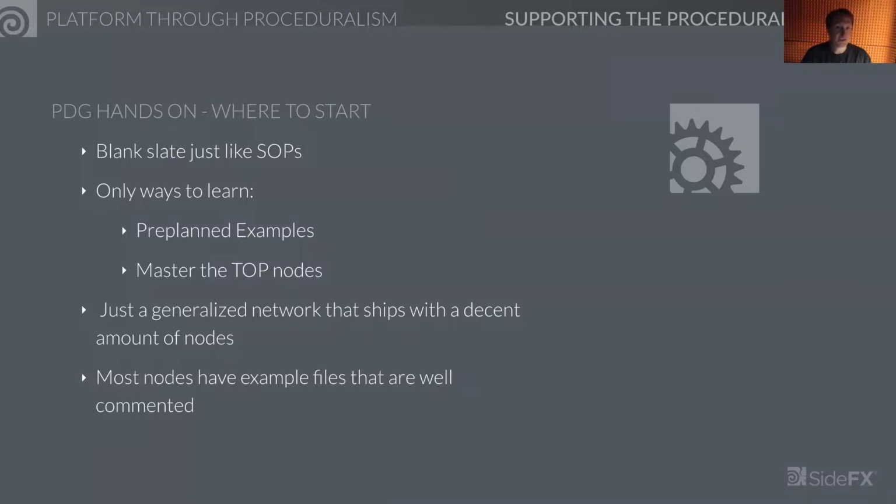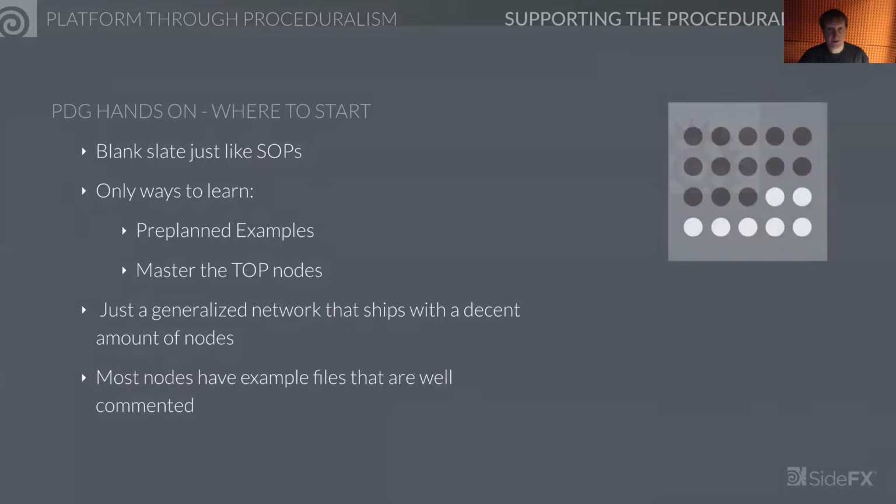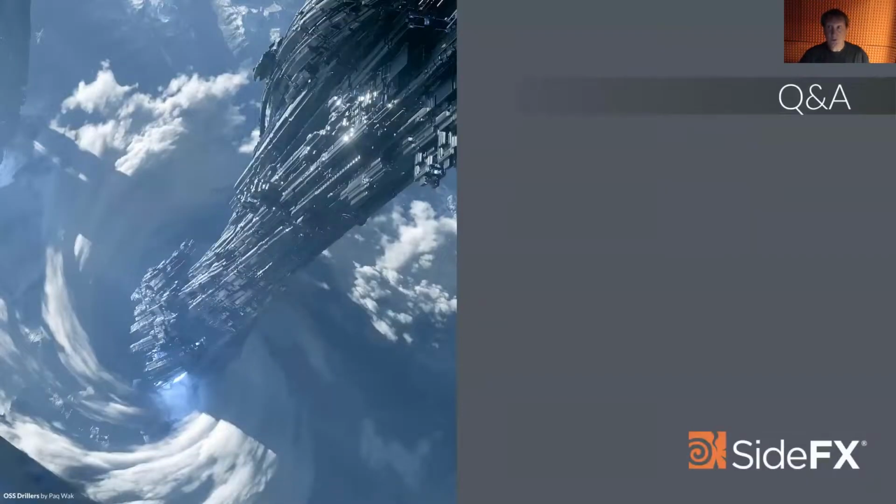And it's just a generalized network that ships with a decent amount of nodes. That means it's been well under development for over a year, in its almost final state. And there you go. So that completes my quick run through of the design of pipelines, how Engine eventually evolved into this, and finally how PDG came out of all the needs of Engine and of pipelines themselves.